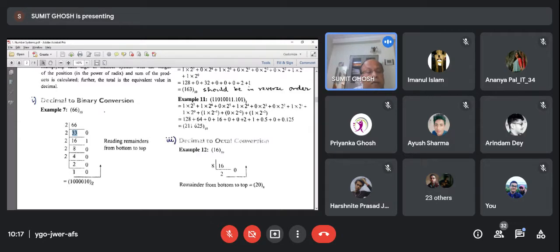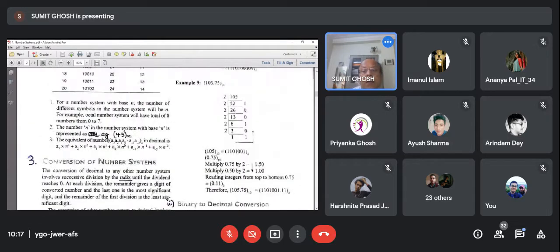So you get 1. Then the number representation starts from the bottom and goes to the top, not from the opposite. Some people make mistakes. They write 0 1 0 0 0 0 1. It is wrong. Actually, you start at the bottom and go to the top, following this arrow. So this is the way to convert decimal to binary.